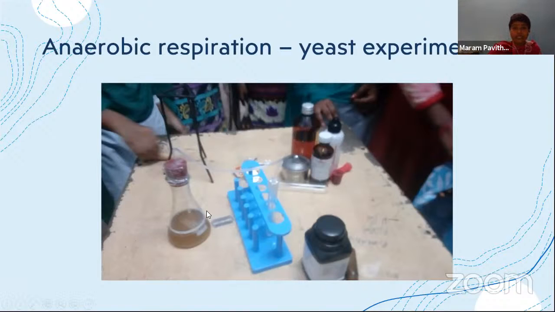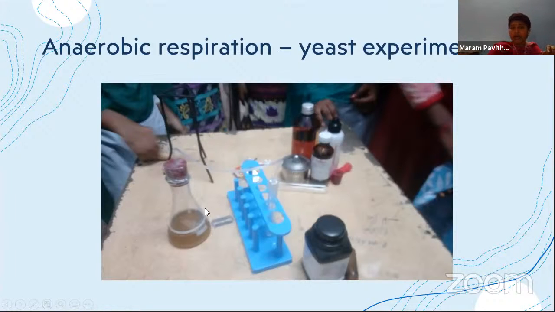If we observe this conical flask, the smell we sensed is an alcoholic smell. That is, what happened there means ethyl alcohol is produced in that. How is ethyl alcohol produced? Yeast performed anaerobic respiration. Because of that anaerobic respiration, ethyl alcohol is produced here, and the gas produced is carbon dioxide.